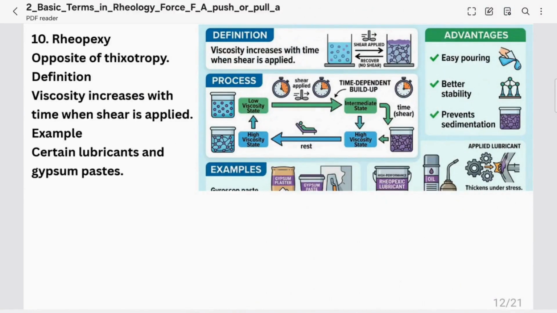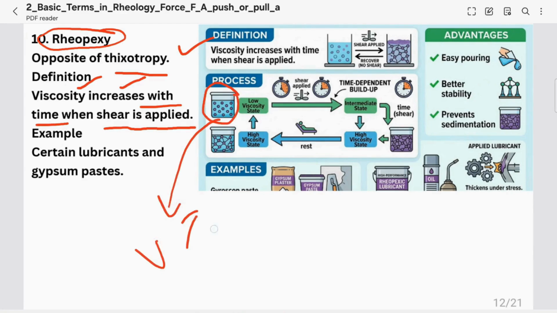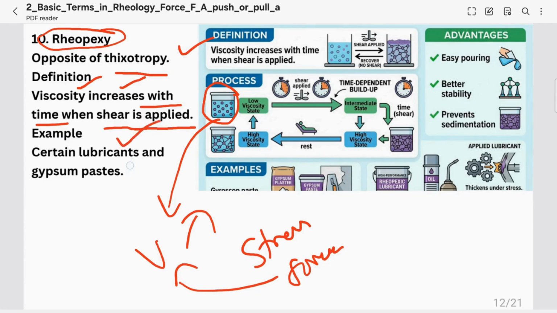And here Rheopexy means it works opposite to thixotropy. Here the viscosity increases with time when shear is applied. Means here the viscosity is going to increase when we are applying the stress or force to that liquid. Examples for this category are lubricants and gypsum paste.